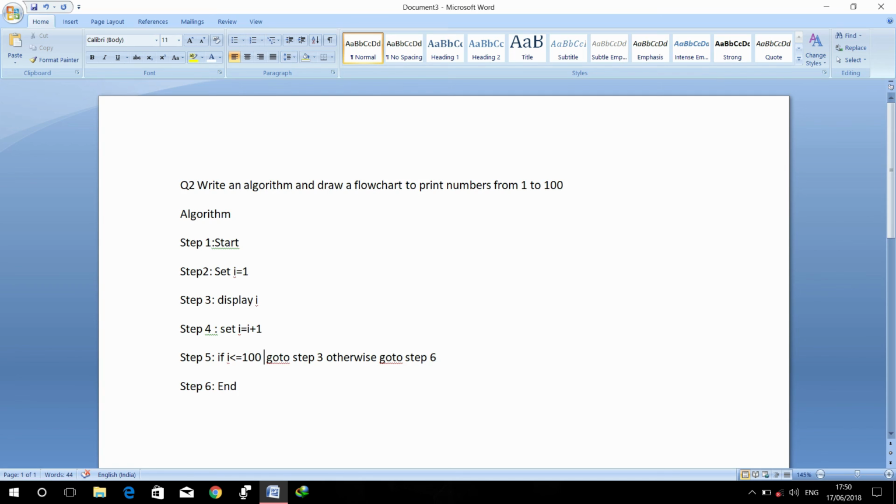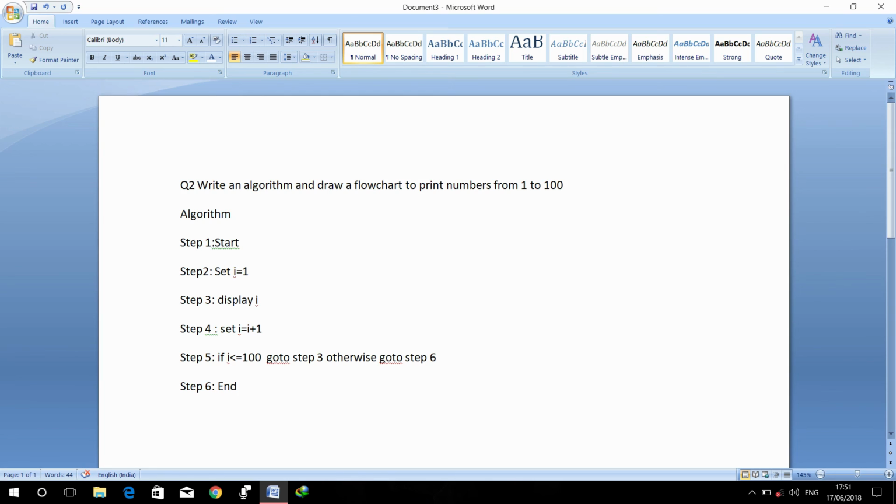So this is a very short algorithm. It ends in 6 steps. There is also a way in which we can reduce the steps, but that is a typical way. So this is a very simple way which I explained to you: first initialize I equal to 1, and then check when I is less than 100, and then print I and increase I by 1. So this is the algorithm of this particular problem.